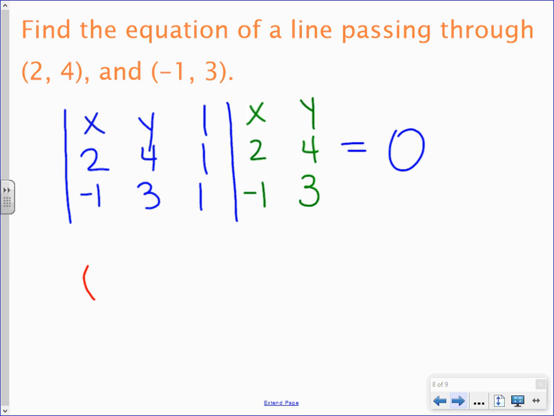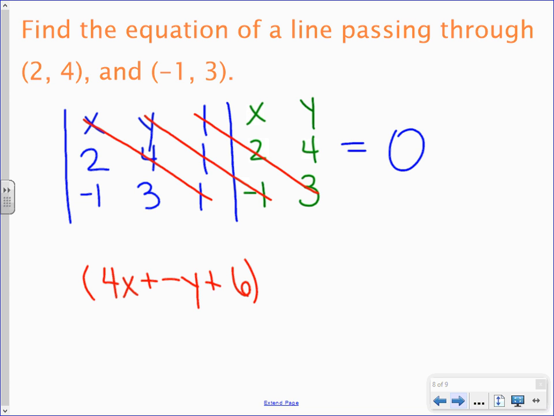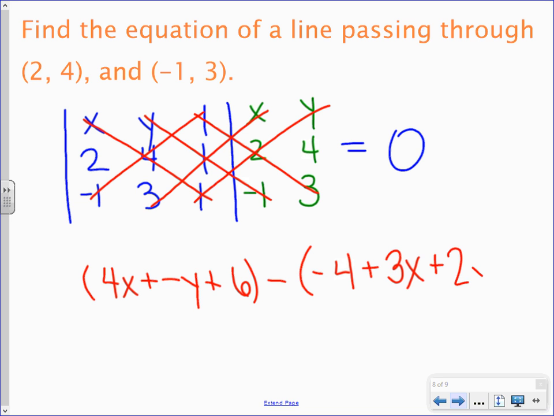So for our down diagonals, we get x times 4 times 1, 4x, plus y times 1 times -1, -y, plus 1 times 2 times 3, 6. Okay, minus the sum of our up diagonals, -1 times 4 times 1, plus 3 times 1 times x, plus 1 times 2 times y. And we know that that has to equal 0.